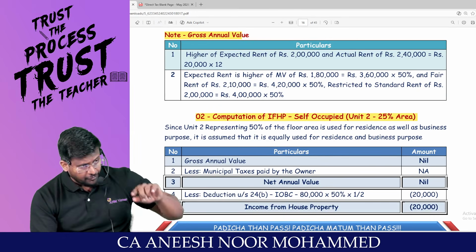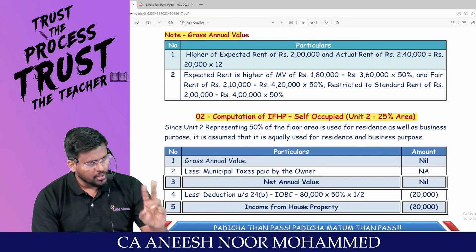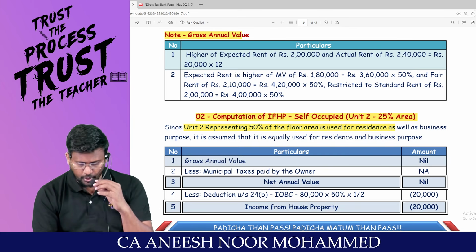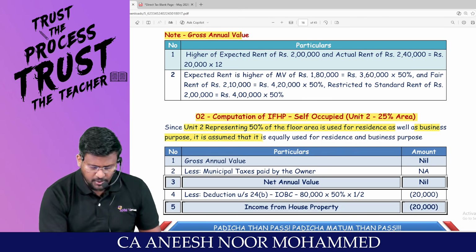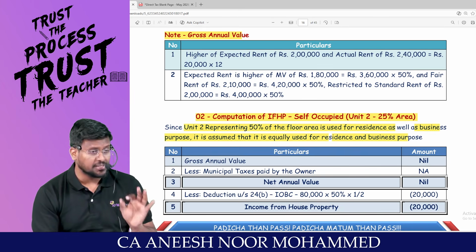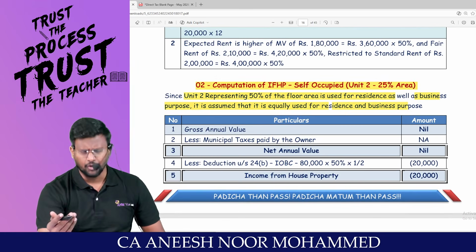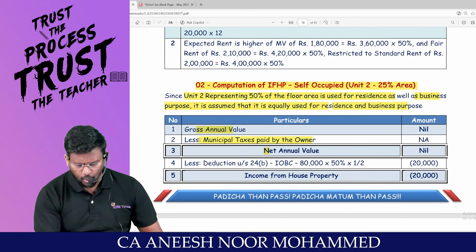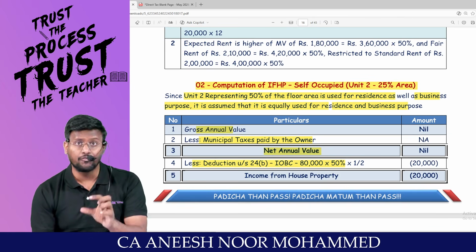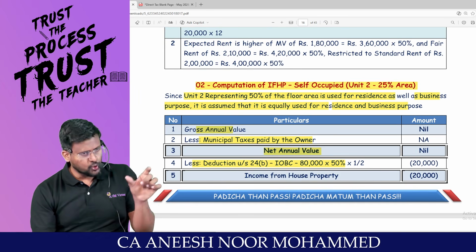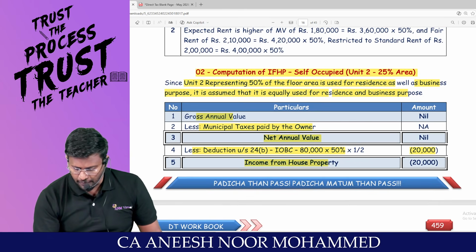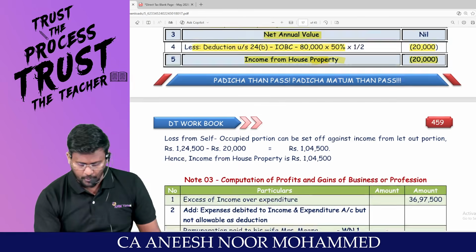For the second 50%, I am supposed to calculate only for 25% IFHP. Since unit 2 represents 50% of the floor area, it is used for residence as well as for what purpose? It is assumed that it is equally used for residence and business purpose. That assumption is very important. For a self-occupied property, GAV nil, LT bar MT not allowed, NA will be nil. IOBC can be claimed as deduction, which is 80,000 into 50%. In that 50%, only 25% remains, as the other half is used for business. So in self-occupied, IFHP is a loss of 20,000.